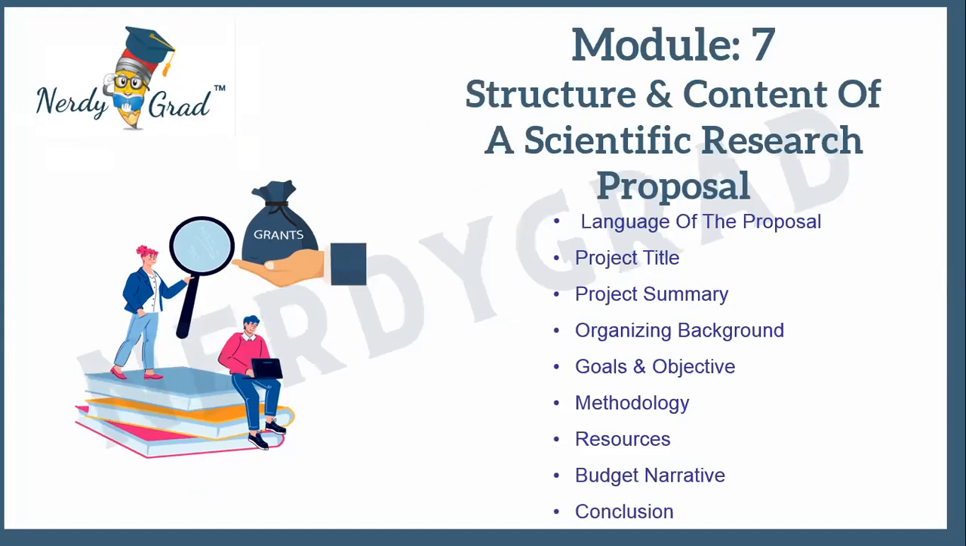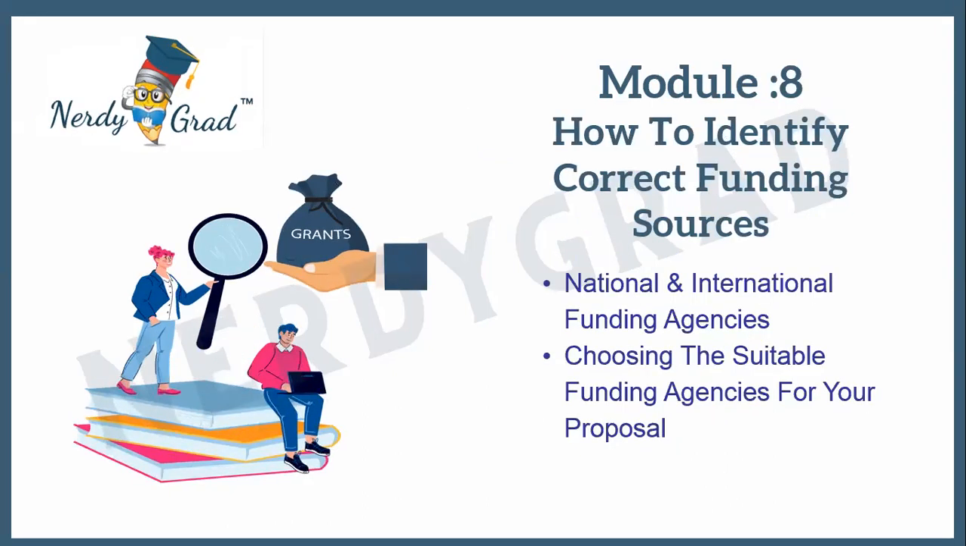Module 7 is about structure and content of a scientific research proposal. The subheads are language of the proposal, project title, project summary, organizing background, goals and objectives, methodology, resources, budget narrative, and conclusion. Module 8 is about how to identify correct funding sources. So the subheads are national and international funding agencies, choosing suitable funding agencies for your proposal.